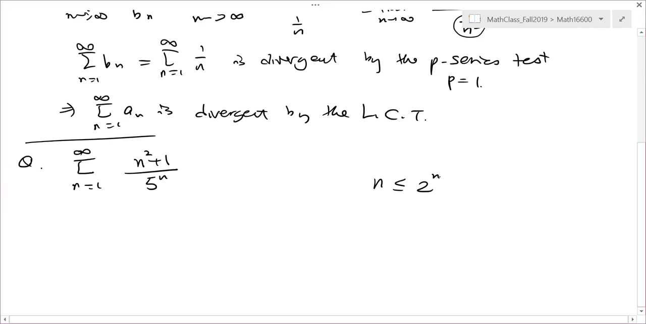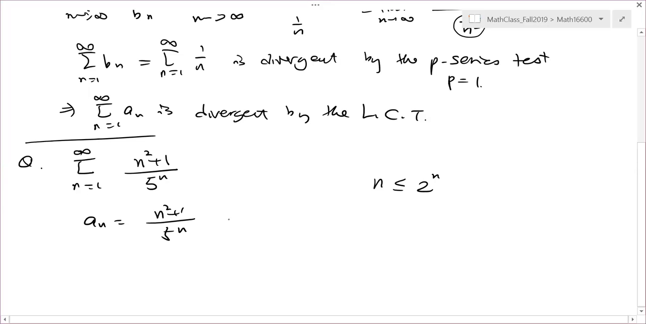You need something like that, otherwise you cannot get rid of n squared in the numerator. If there were only a 1 in the numerator, you would get a geometric series, which is convergent because r equals 1/5. But with n squared plus 1, you have to get rid of that and find an upper bound. As long as the upper bound of the numerator is less than 5 to the n, then you're fine.